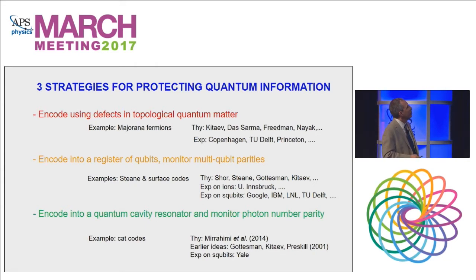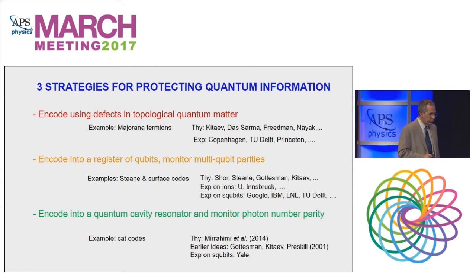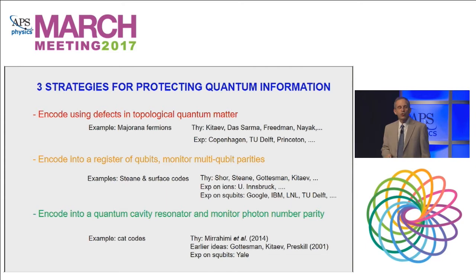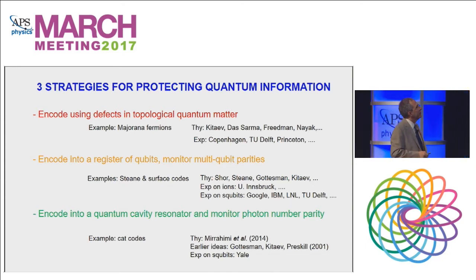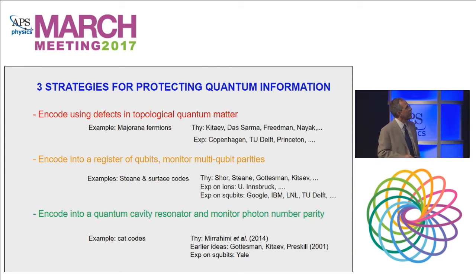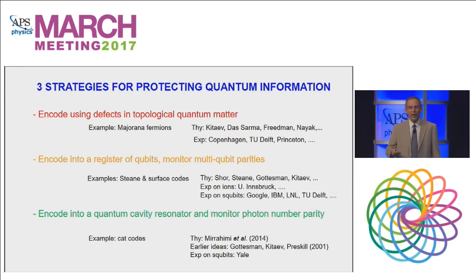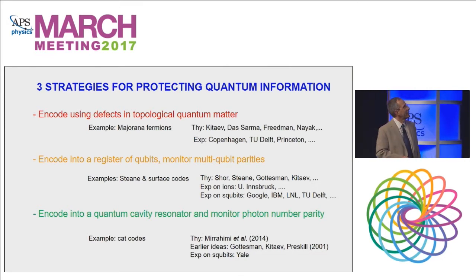There is the other method that was mentioned by Andrew, which is to use a register of qubits and then monitor the multi-qubit parities of this register. This idea, which is derived from the Steane code and which is generalized in the surface code, as Andrew mentioned, has some link with the use of topological quantum matter. And in the next slide, I'll give you a very short introduction to this idea.